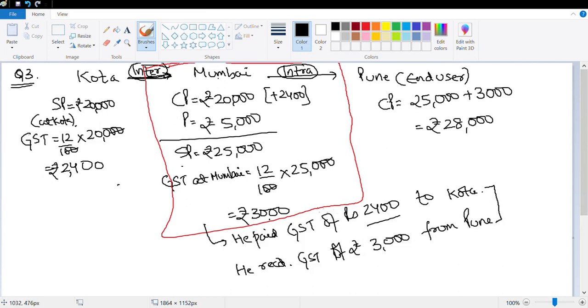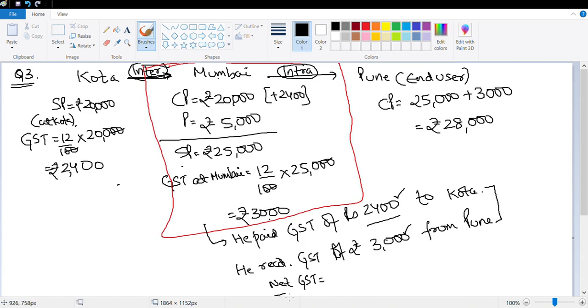I repeat, he paid 2,400 to Kota as GST. Now this guy will give this to the government, and he received 3,000 from the person at Pune. So the person at Mumbai says, I have already paid 2,400 as GST, and I have received 3,000 as GST. So how much should he pay to the government? So that is the concept of net GST.